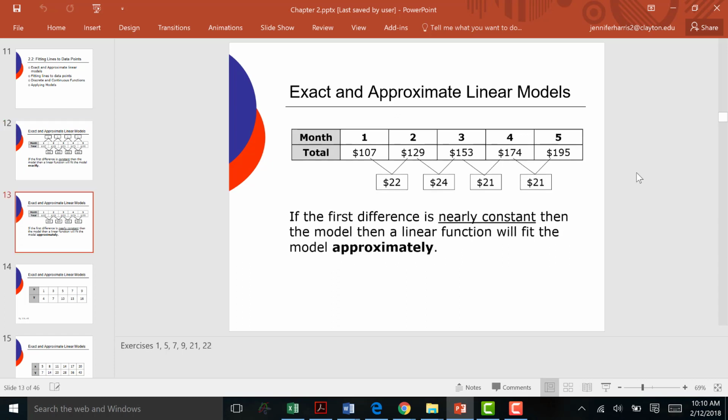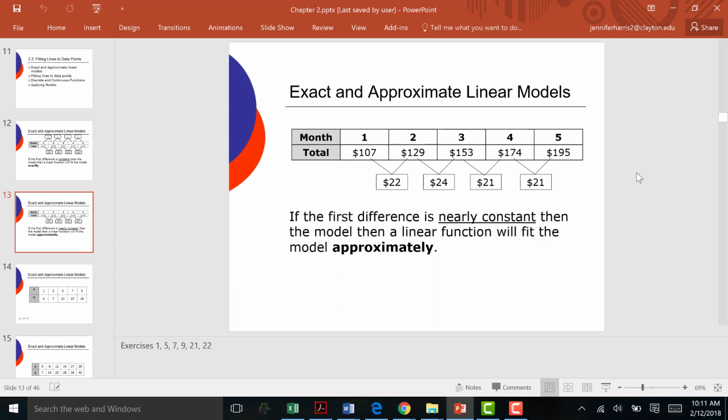All right, next slide. Let's take a look at this one. What changed? Y'all tell me what changed. The differences are now different. Why? Because some of these numbers up here got changed. So now when I do the first differences, the difference between 107 and 129 is $22. The difference between 129 and 153 is $24. The difference between 153 and 174 is $21. And the difference between 174 and 195 is $21.